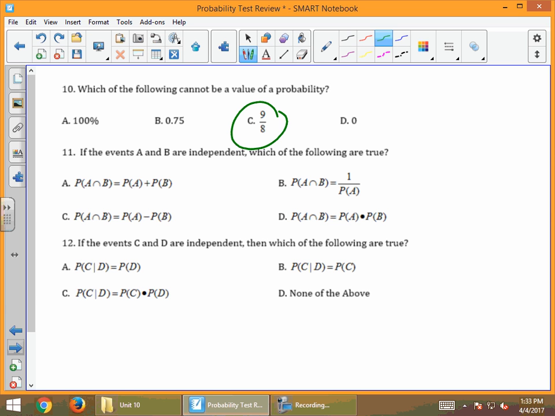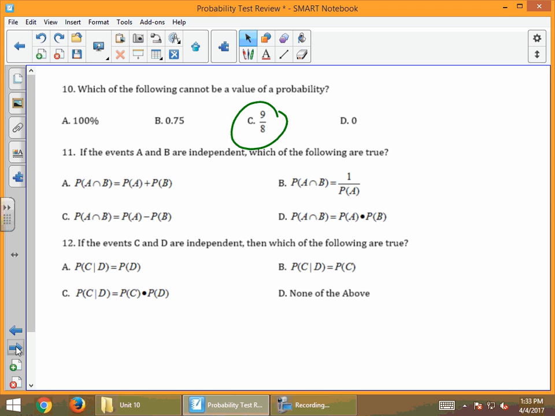If you aren't sure, you just do 9 divided by 8 in your calculator, and it gives you 1 point something. You're allowed to have a probability of 100%. There could be a 100% chance that something's going to happen. B, that's less than 1, so that works out. And D, you can have a 0% chance that something's not going to happen. It could be impossible for something to happen.